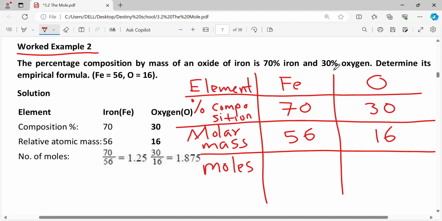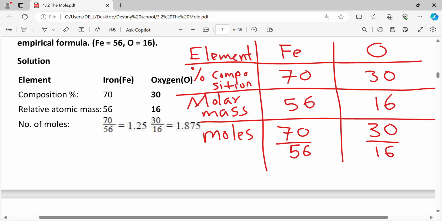And what is 30% of 100 grams? It would be 30 grams. So these percentages act also as the masses, because if this thing was 100 grams, the masses would be 70 and 30. So in this equation of empirical formula, you normally use the percentages as masses. So the number of moles, remember, is mass over the molar mass. So our masses are the percentages. So you take 70, you divide by 56.